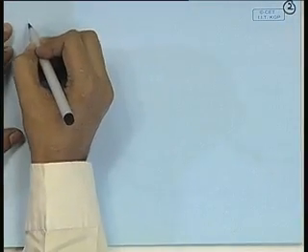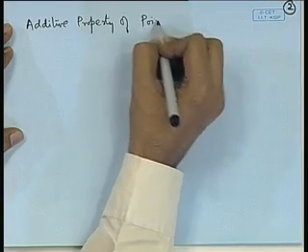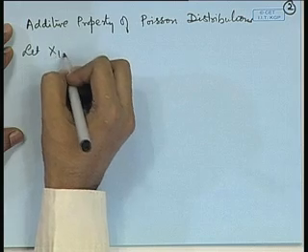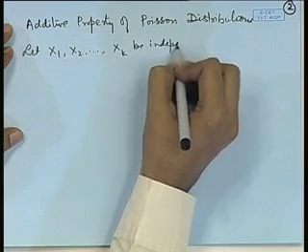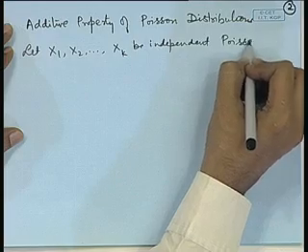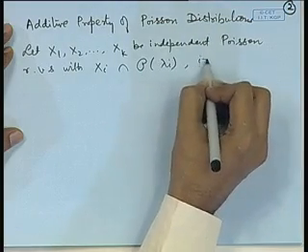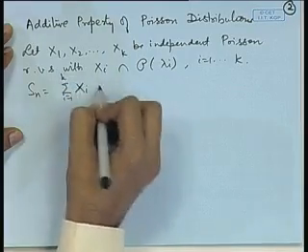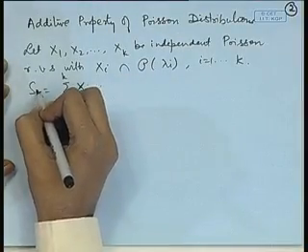Let us prove a similar property for Poisson distributions. So, the additive property of Poisson distributions. Let X1, X2, ..., Xk be independent Poisson random variables with Xi having a Poisson (lambda i) distribution. Once again we are interested in the distribution of sigma Xi, i equal to 1 to k. I think I made a mistake here. This should be Sk, that is, sigma Xi, i equal to 1 to k. So, here also it will be a sum of k variables.